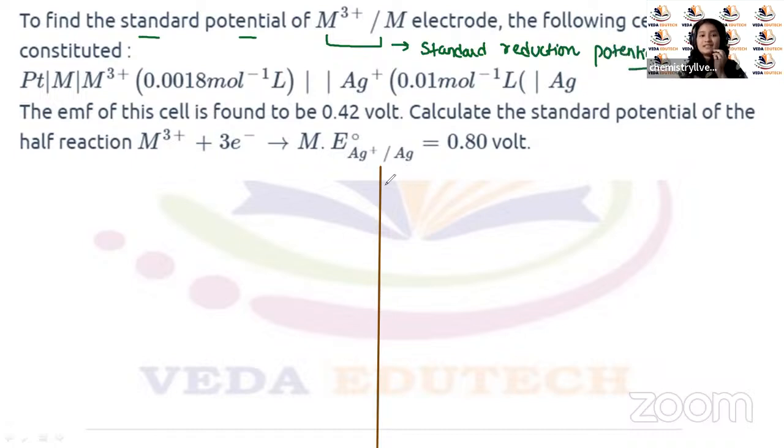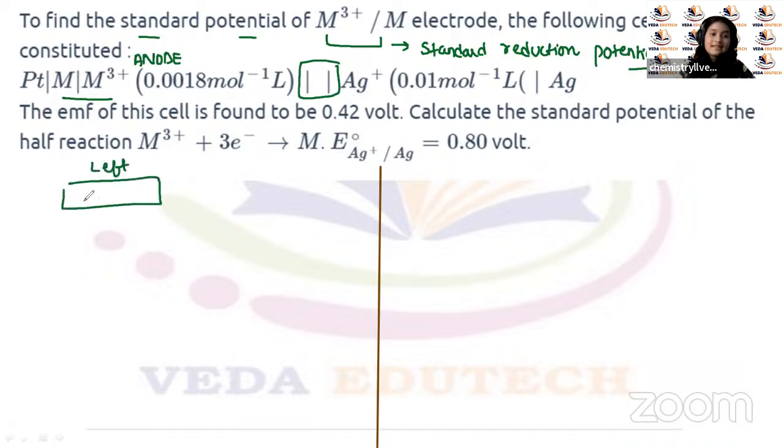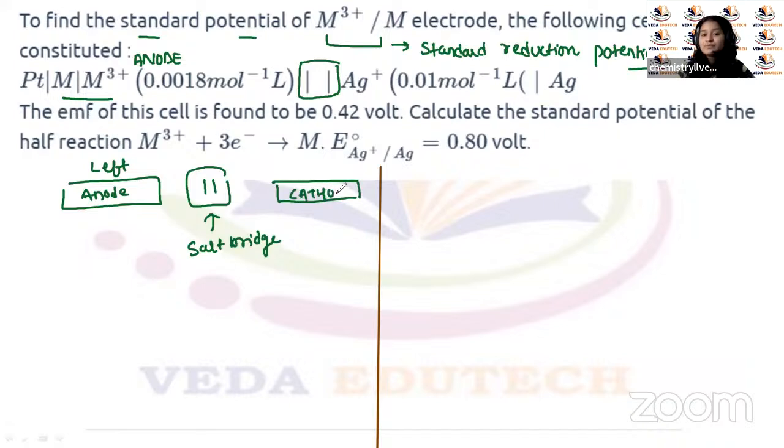And the cell is given to us, and their concentrations are also given to us. And what else is given to us? So the cell is given to us, so we know that whatever is present on the left hand side of the cell, that is your anode, right? And this is your salt bridge. This double bar is a separation, which is a salt bridge. And whatever is present on the right hand side, that is your cathode.